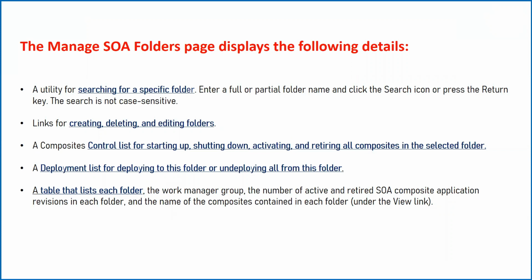A composite control list for starting up, shutting down, activating, and retiring all composites in the selected folder, which I have shown you in the previous screens. Once you click on the SOA folder, you will see all of the options there. A deployment list for deploying to this folder or undeploying all from this folder. This again I have shown you in the previous screen. Once you are inside the domain, your SOA folder, you will get an option to deploy inside that particular folder. And the table that lists each folder. That means you will get a screen in tabular format where it will display all of the folders.